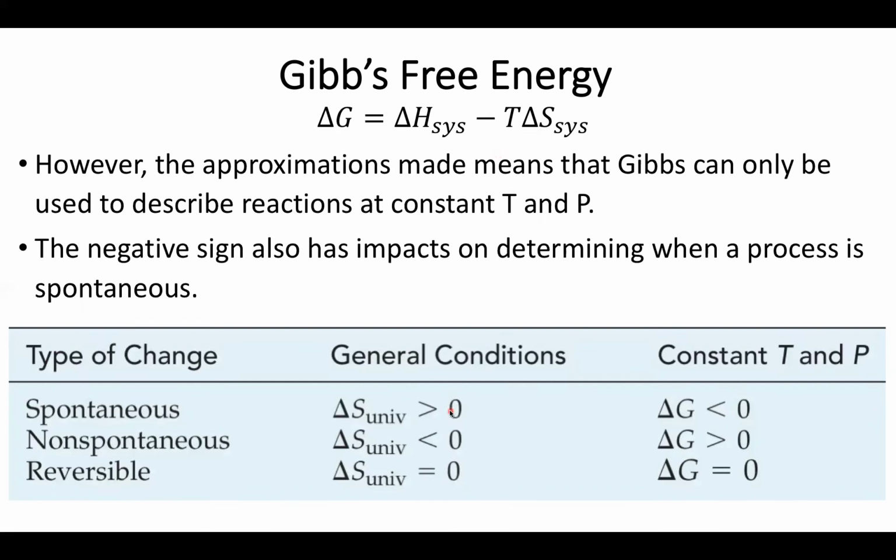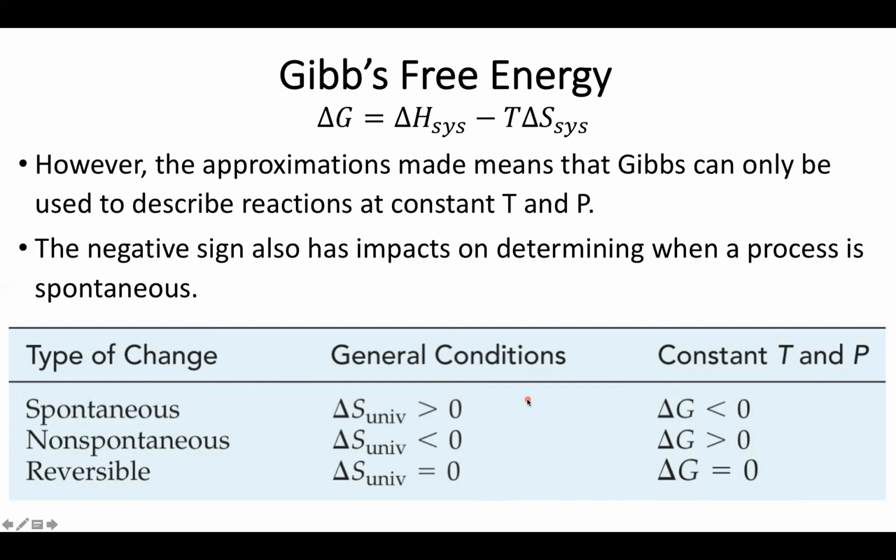So it is worth noting that multiplying something by negative T won't change whenever something's at equilibrium. 0 is 0, no matter the sign. So just like a reaction is at equilibrium if the entropy of the universe is 0, it will also be at equilibrium if Gibbs free energy is 0. And we're going to make use of that fairly frequently going forward.